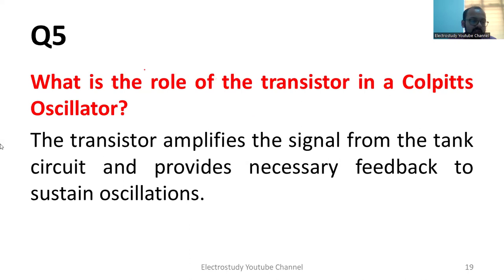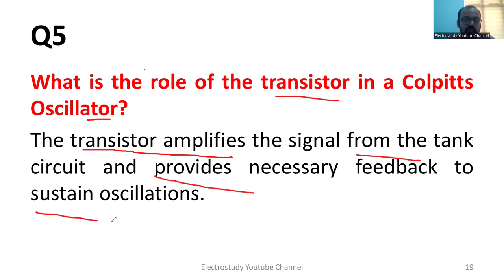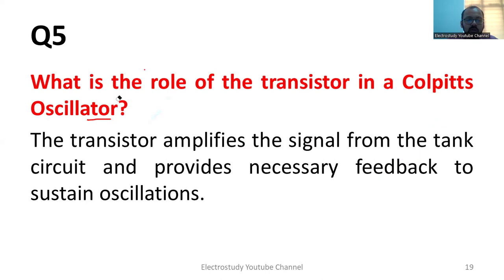The fifth question says: what is the role of the transistor in Colpitts oscillators? Why is a transistor needed in the Colpitts oscillator? You are using a BJT, no? Why is it needed? The transistor amplifies the signal from the tank circuit and provides the necessary feedback to sustain the oscillation. That is why we require a transistor. It will act as an amplifier basically. So that is regarding the Colpitts oscillator.